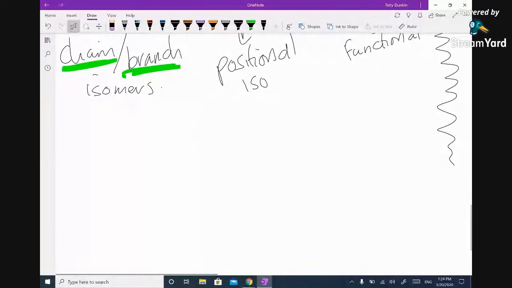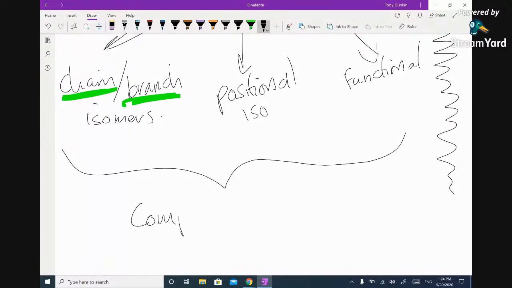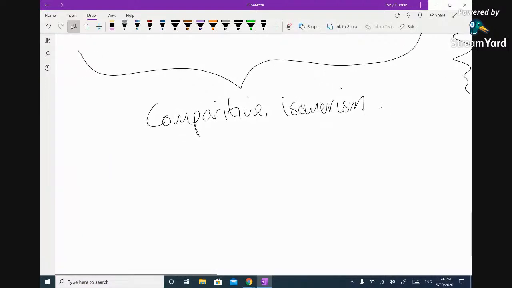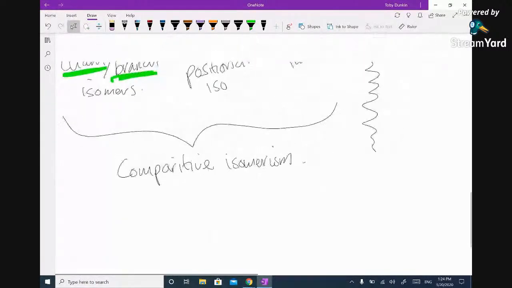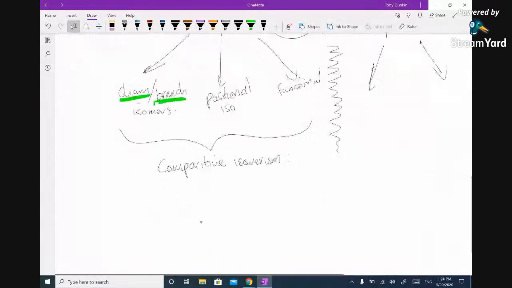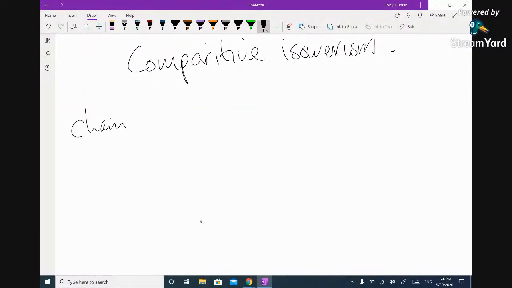Okay, so by the way, the next thing is that all three of these are considered comparative isomerism. What that means is you need two people. You can't just state which one this is without having a pair. So for example, let's now focus on chain and branch. Two questions. So you can put a chain/branch isomerism.